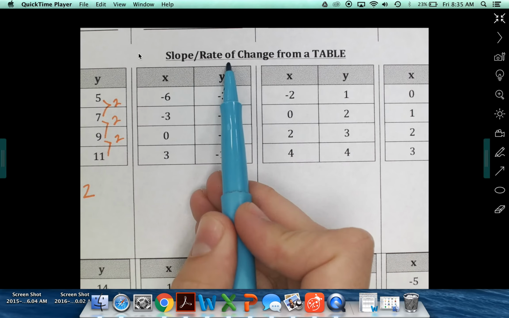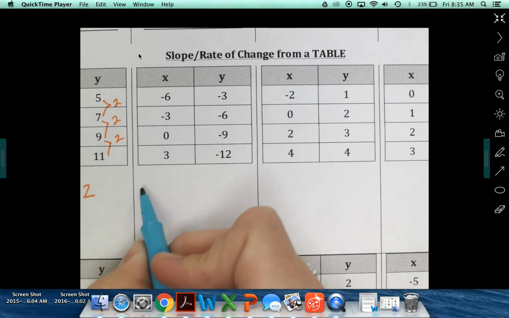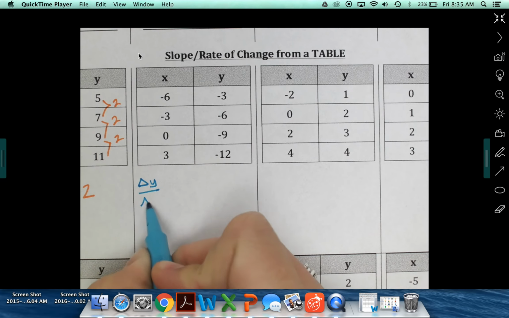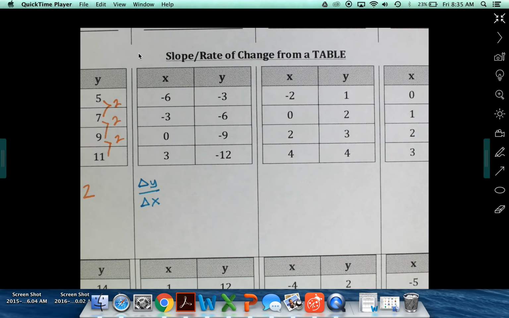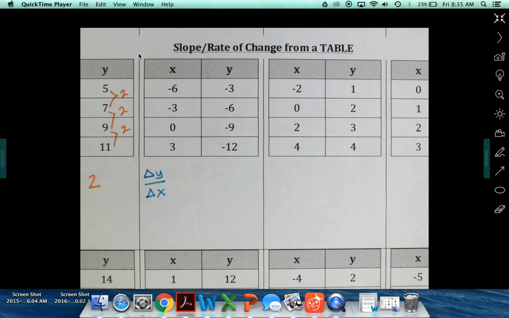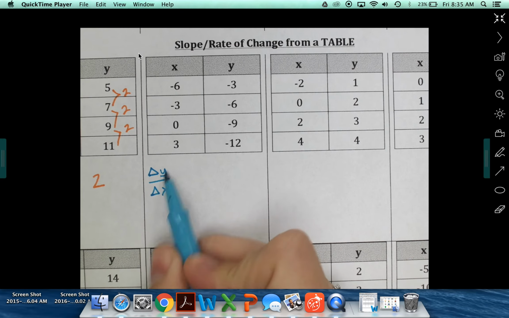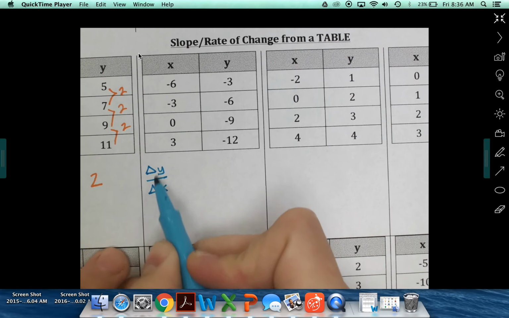Again, slope or rate of change, same thing from a table. Change in y over change in x. Okay, some of us are going to need to write this every single time. You have no idea the number of students who will put change in x over change in y. Don't do that. Change in y over change in x.